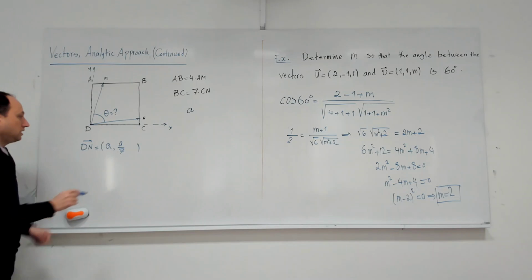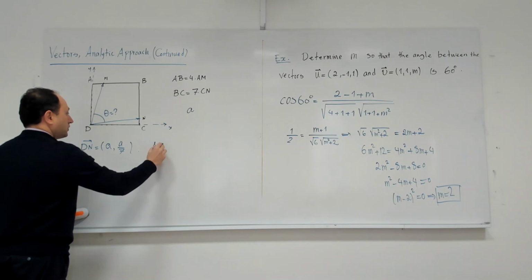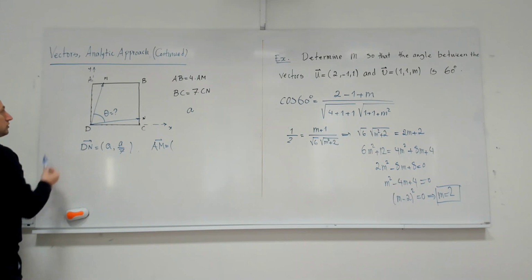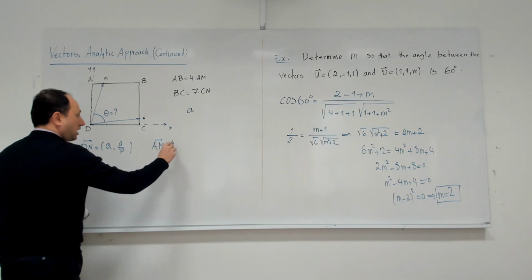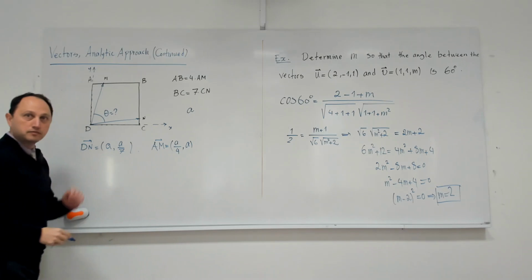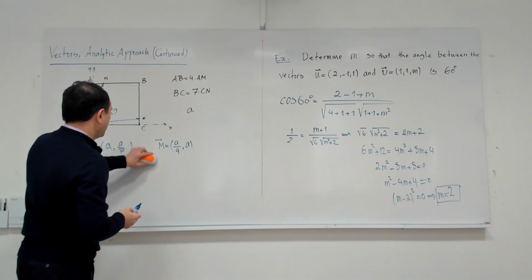And then immediately I can find the components of the vector AM as well. So what are the components? How much does it take me to the right? A over 4. And how much up? A. That's it. And then I calculate the angle between them, from D to M. Thank you.